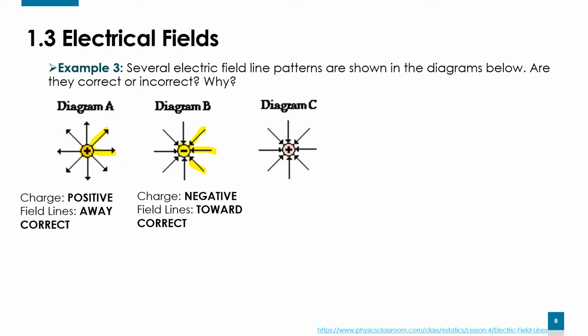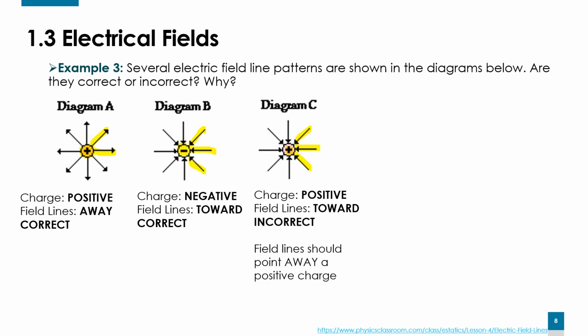I have a positive charge. But what's happening to the field? Does it point away or toward? It's going toward. Is it correct? No, it's incorrect. Why? Because field lines should point away from a positive charge. So in this case it's incorrect because it points toward. It should not be like that. It should point away, just like in diagram A.